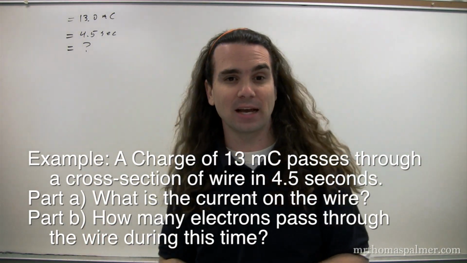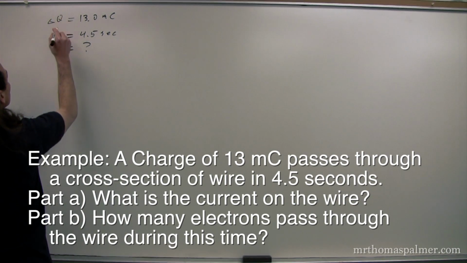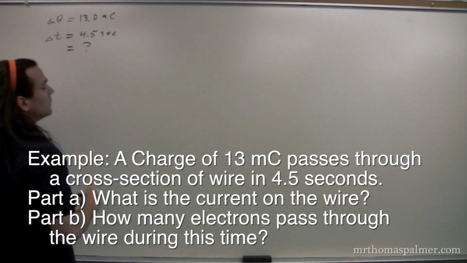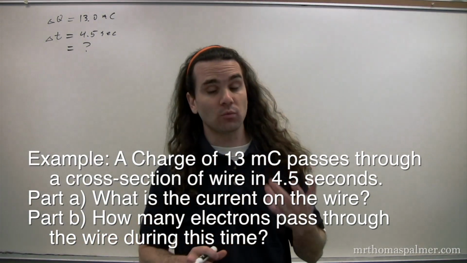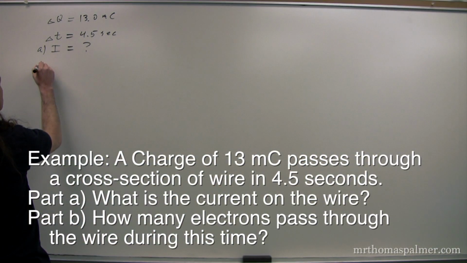What is 4.5 seconds? Okay, then delta Q, or the charge passing through the wire, is 13 millicoulombs, and the change in time is 4.5 seconds. And what are we looking for? We are solving for the current, so capital I equals question mark.